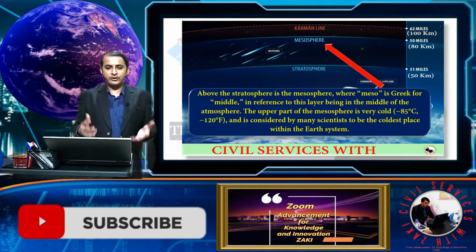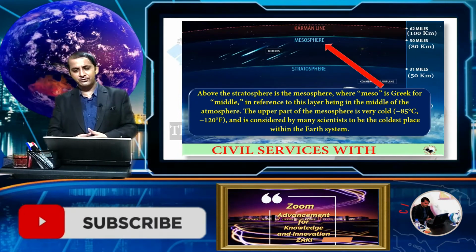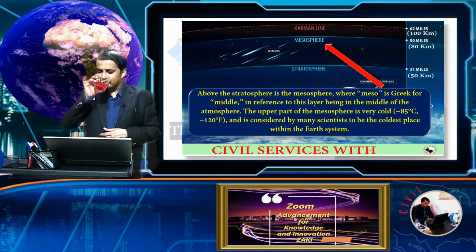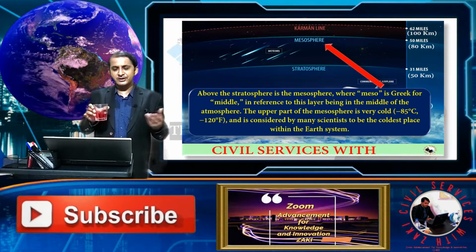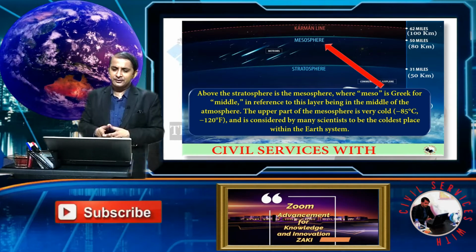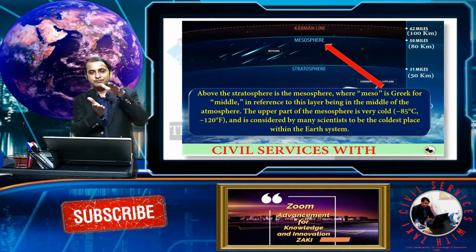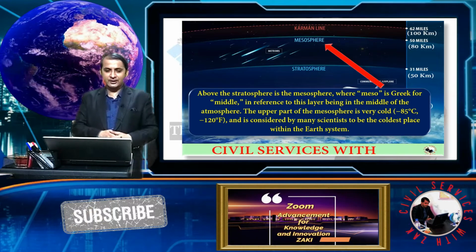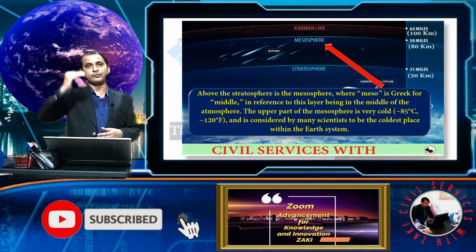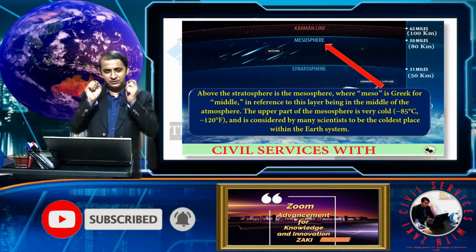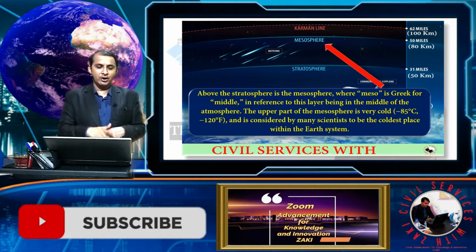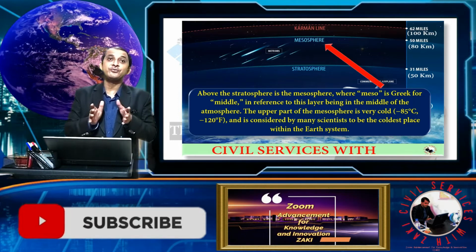Above the stratosphere is the mesosphere, where meso also comes from the Greek word. Greek meso means middle, in reference to this layer being the middle of the atmosphere. The upper part of the mesosphere is very cold. If you go to the boundary, the upper part of the mesosphere is very cold, and it is minus 85 degrees C or minus 120 degrees Fahrenheit.